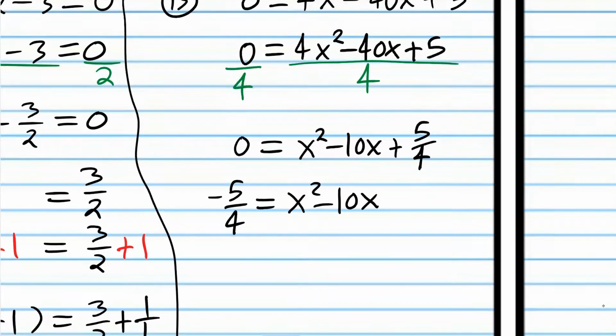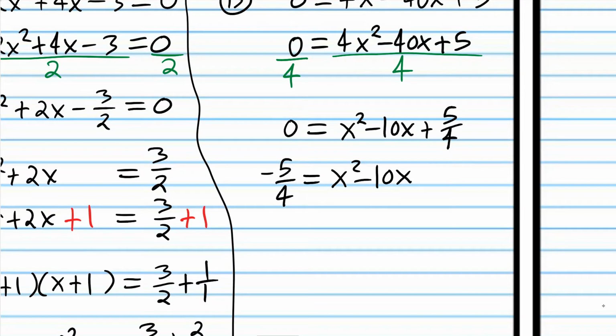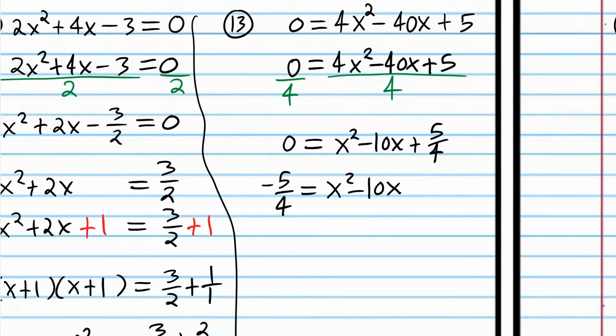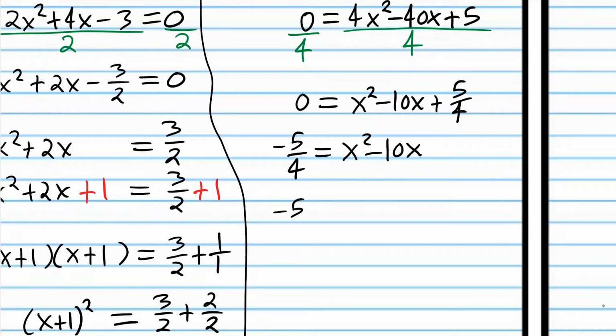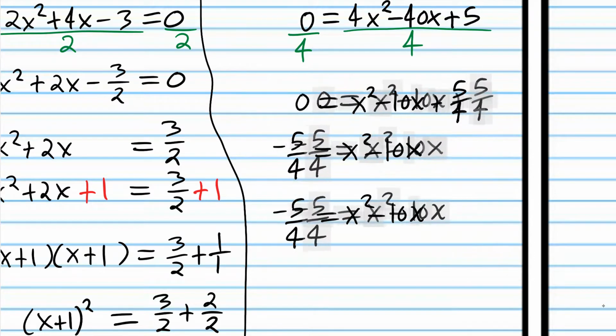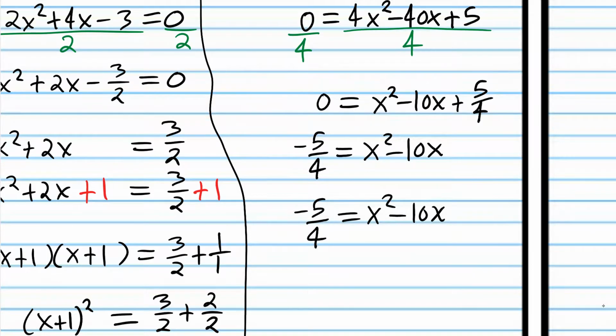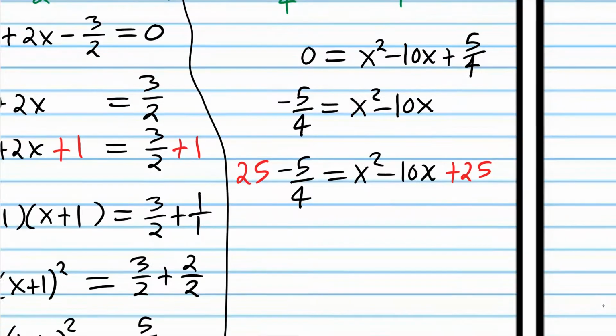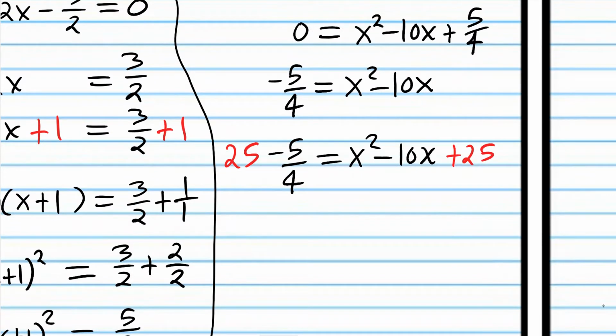Let's see here. So now, at that point, it's just a normal type of problem. We take the 5/4, put it on the other side, and we're ready to complete the square. Again, I'm showing a lot of steps that you don't really need to show. I'm just doing this for your benefit. So we take 10 and divide it by 2, and we get 5, and then square that, and we get 25. So that's good that we got a whole number. We didn't have to deal with a fraction there when we completed the square.